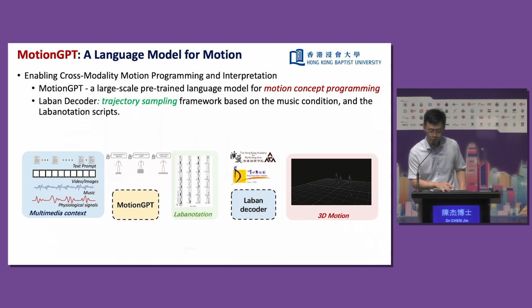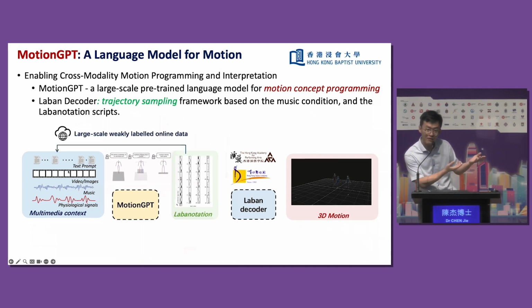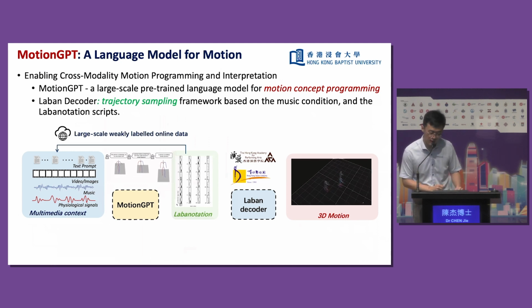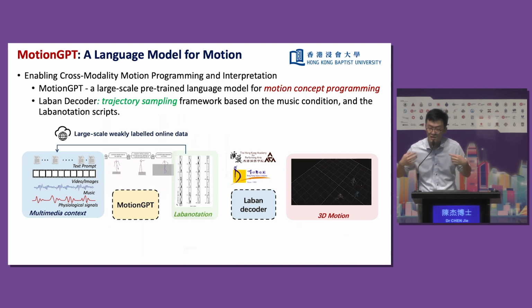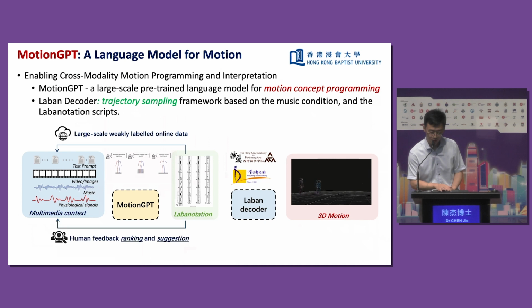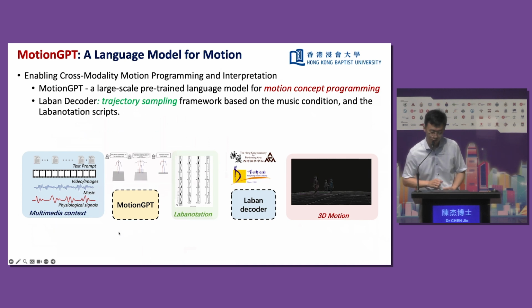For example, we can use text. Usually we have a description, a synopsis, to describe a piece of music. We can use video and images to inspire the dancer how to dance. We also have the music, of course, and physiological signals, both from the choreographers and from the audiences, to tell us what is expected and what artistic interpretation is most efficient at this specific moment.